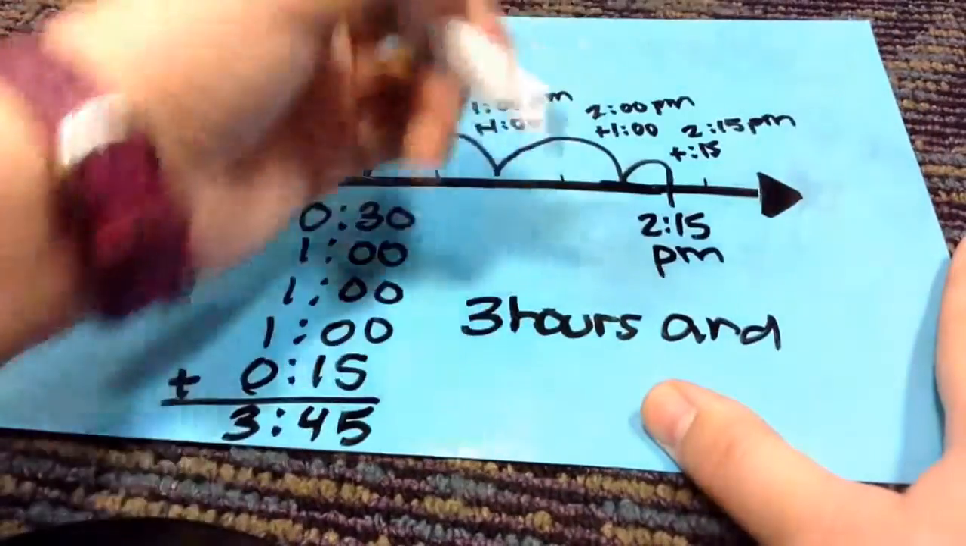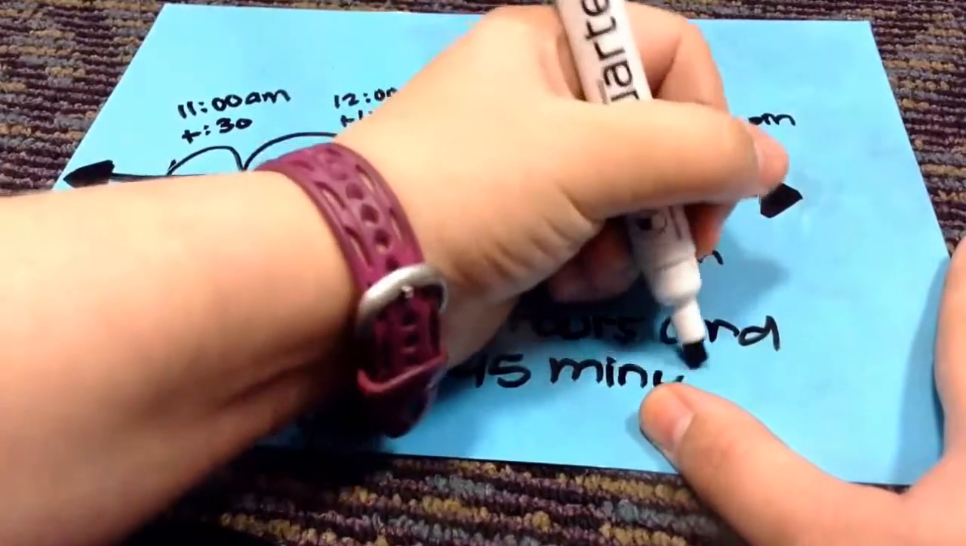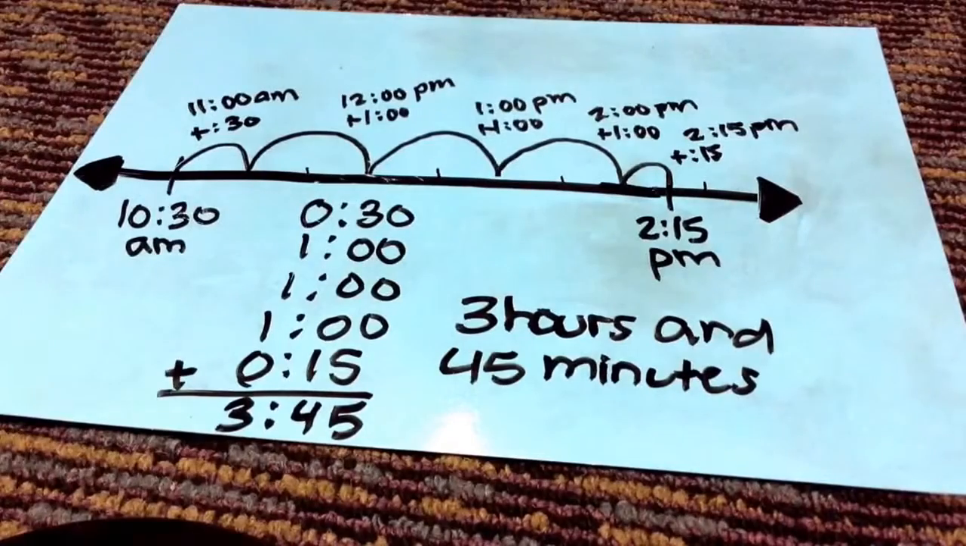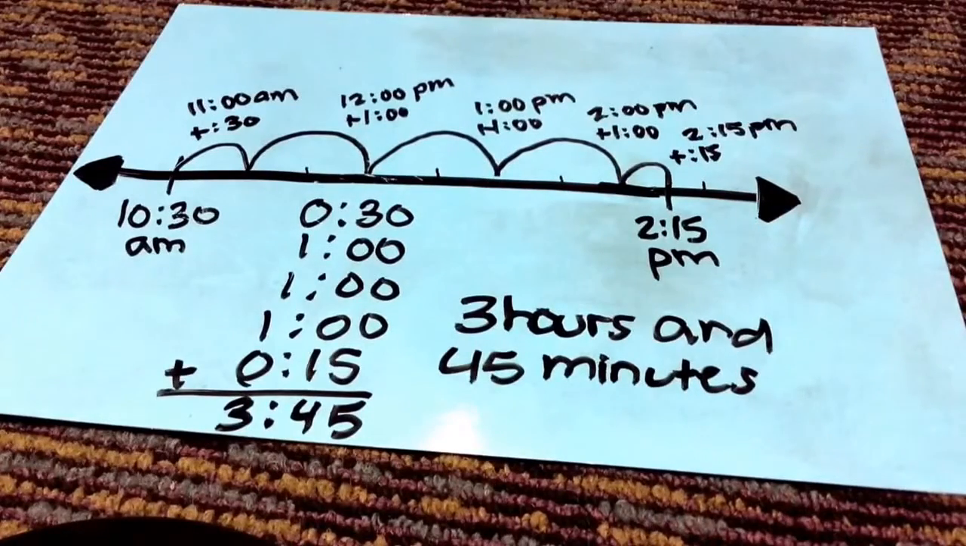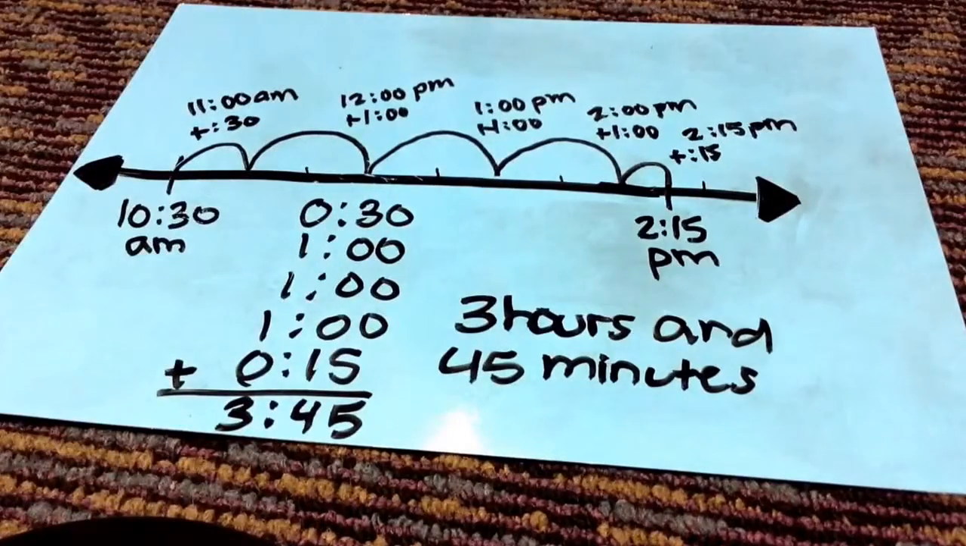and 45 minutes. So, you can use this timeline, this number line, or more commonly known as the linear model, to help you with those little jumps so it's more comfortable. All right, there we go.